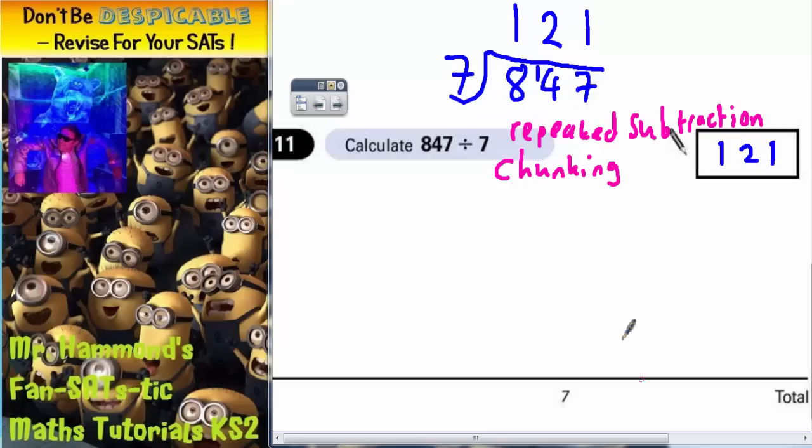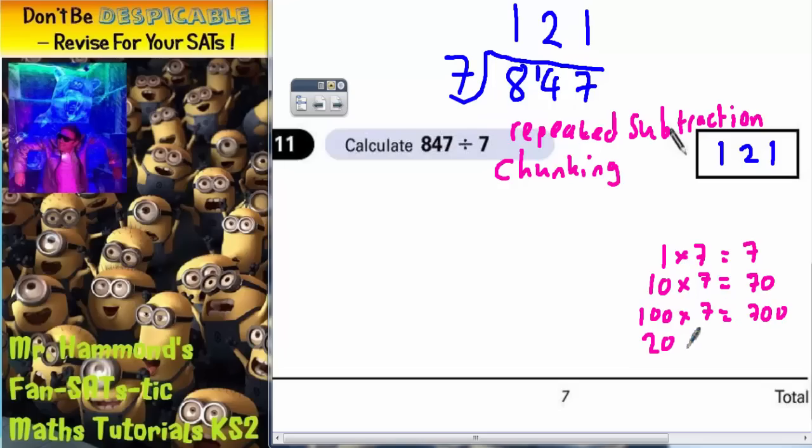So we need to understand what we mean by chunks of 7. Well, a chunk of 7s is an easy amount of 7s that you can do in your head. So already we know that 1 times 7 is 7. From this we can get that 10 times 7 is 70. We could get 100 times 7 is 700. We could even get 20 7s. Well, if 10 times 7 is 70, 20 times 7 would be double this 70, which would be 140. So these are all chunks of 7s that we can work out.